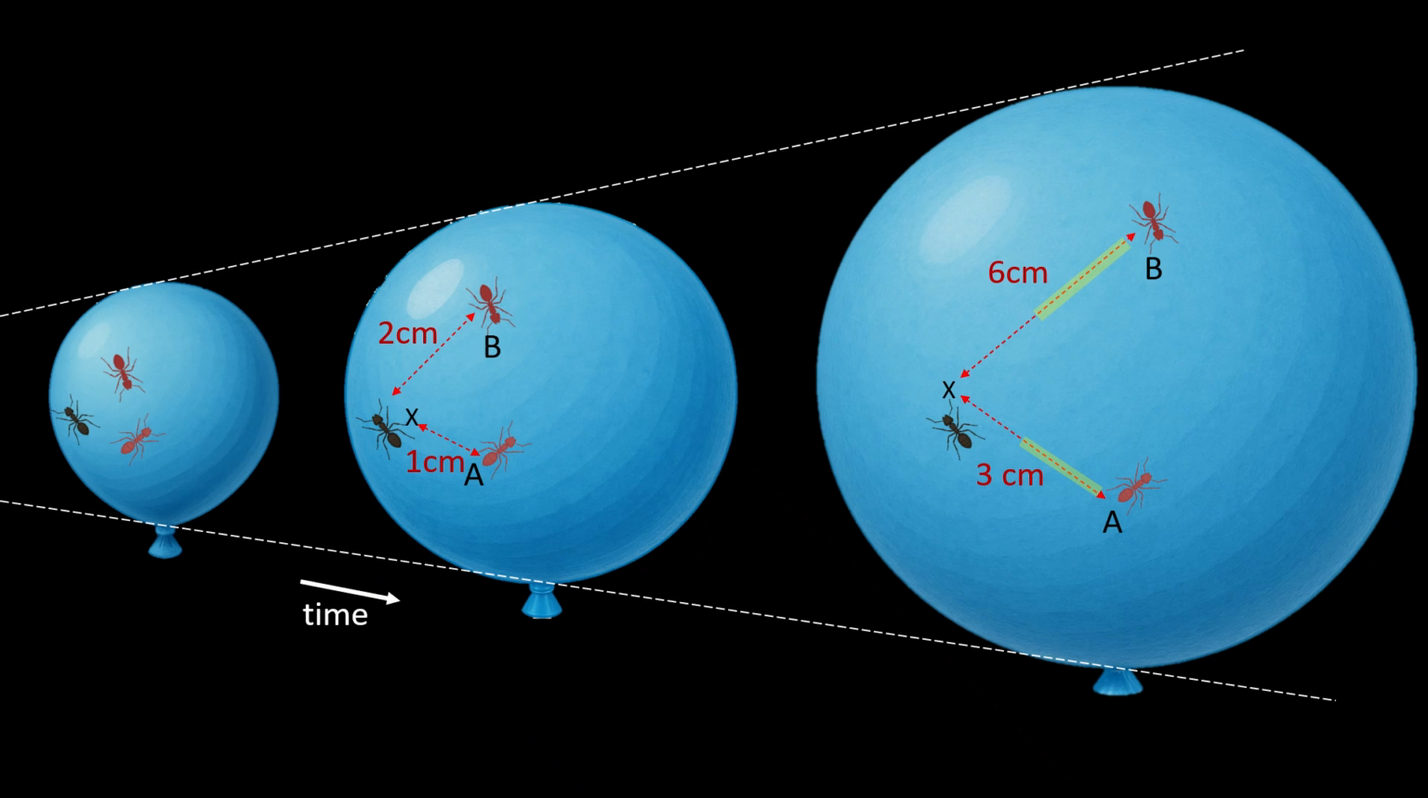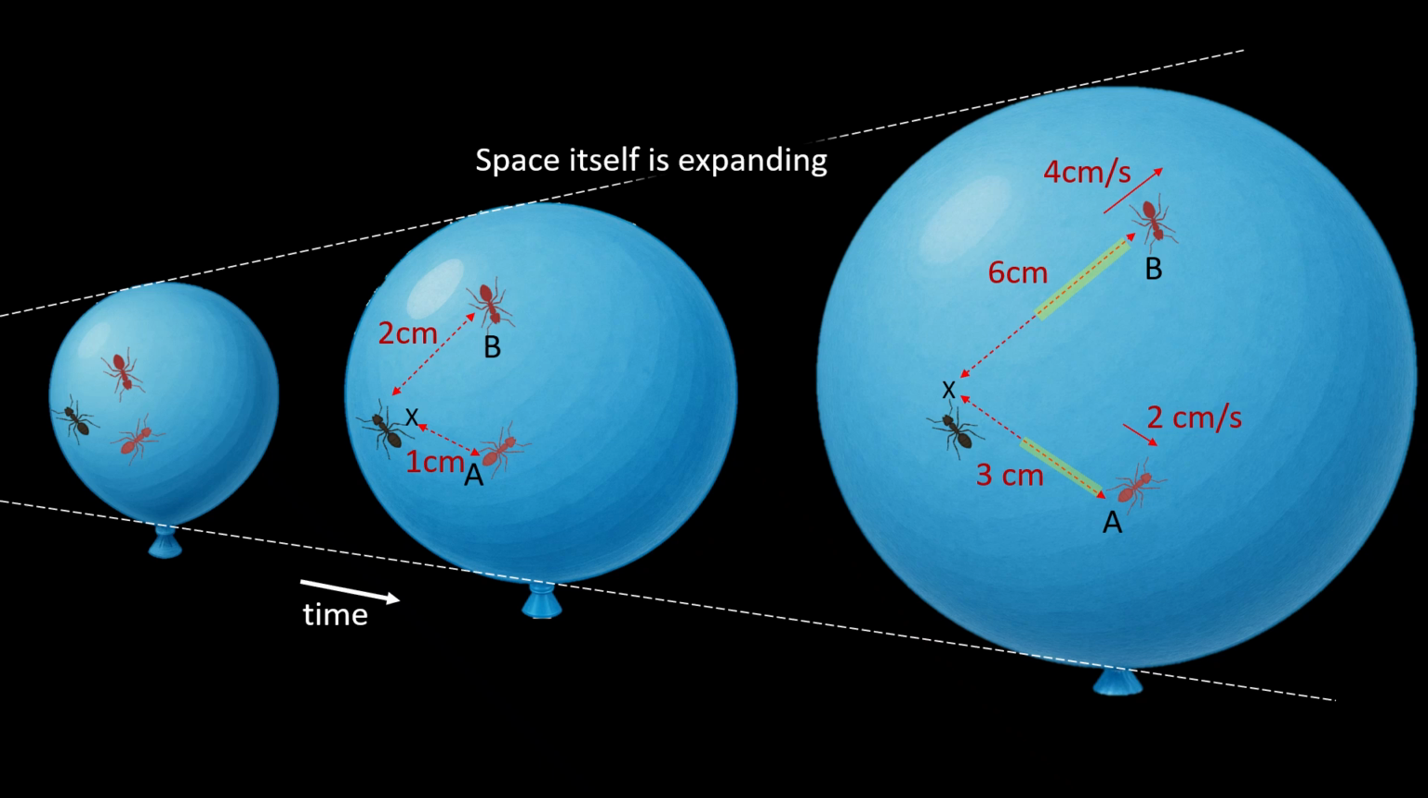But maybe you've noticed the ant that was closer has only moved away by 2 centimeters, while in that same time the ant that was further away has moved away by 4 centimeters. So this means the further away it is, the faster it's going to be moving away. And this is what we see with galaxies as well. Galaxies that are further away are moving away faster. And that's because the space itself is expanding.